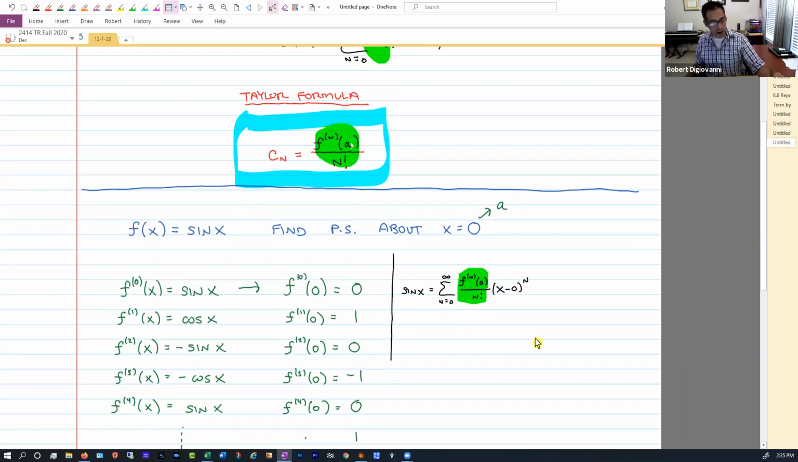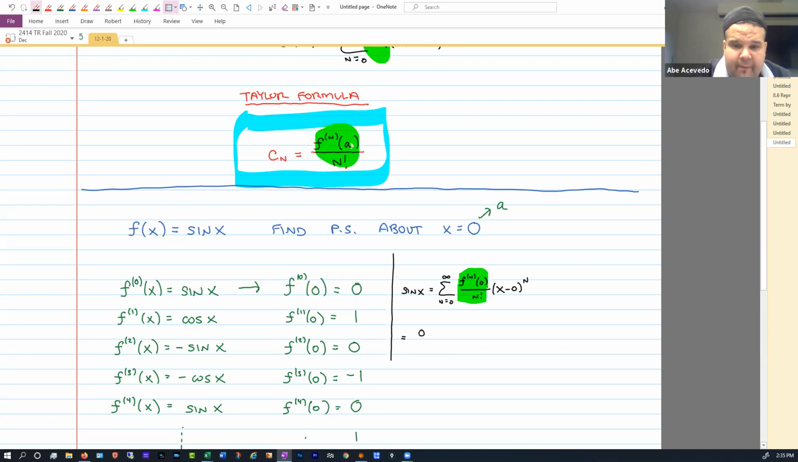Okay, let's start cranking this out, everyone. This should be equal to, let's start at n equals 0. What happens if we plug 0 in for n? We get the 0th derivative at 0. What was the 0th derivative at 0? It was 0, so I get 0 over 0 factorial, which is 1, and then x to the 0. Yes? That's what we get.